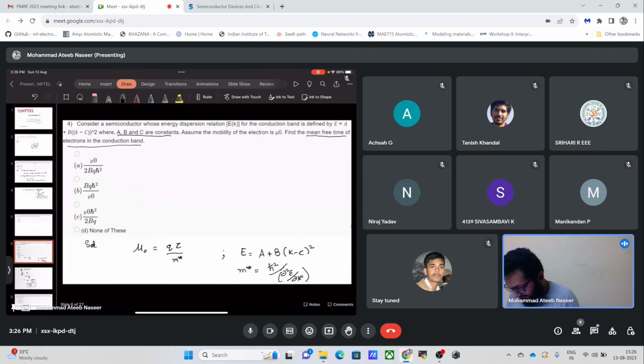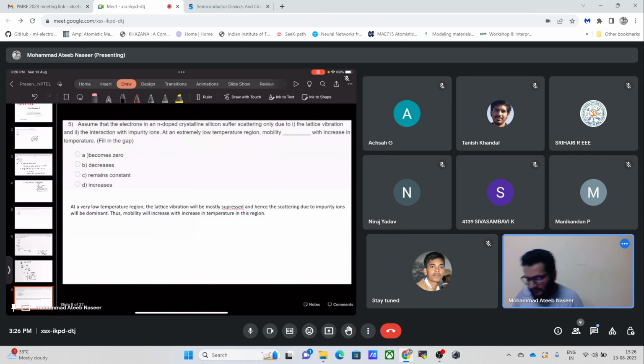Now let's check if it matches some option. Mu naught h bar square by 2qb. So option C is the correct option for this. These kinds of problems are always interesting because they always confuse us whenever we try to compare two quantities when one is increasing and the other is decreasing. Students usually get confused with these kinds of things.